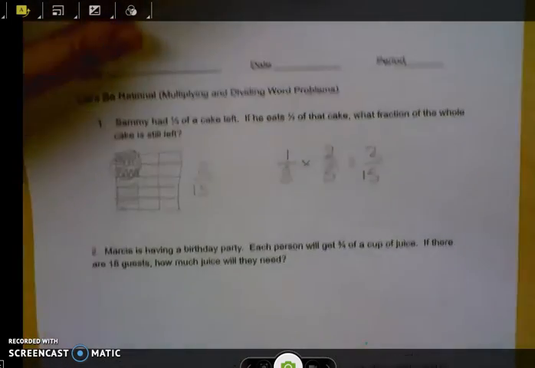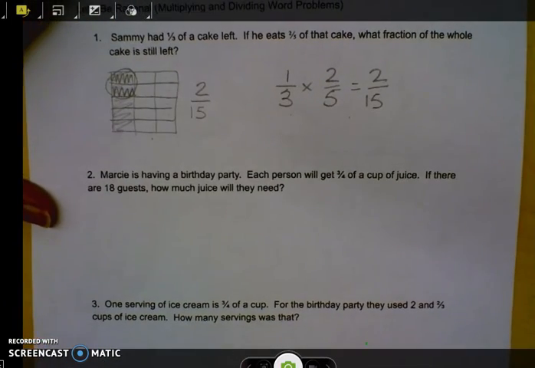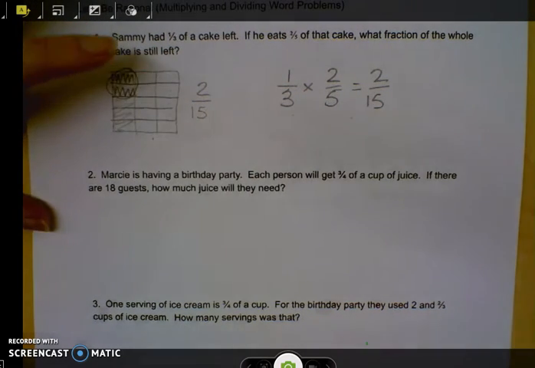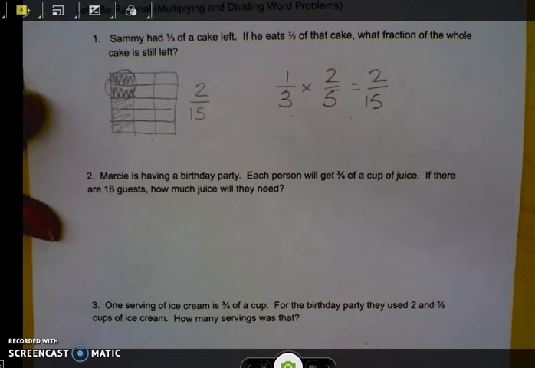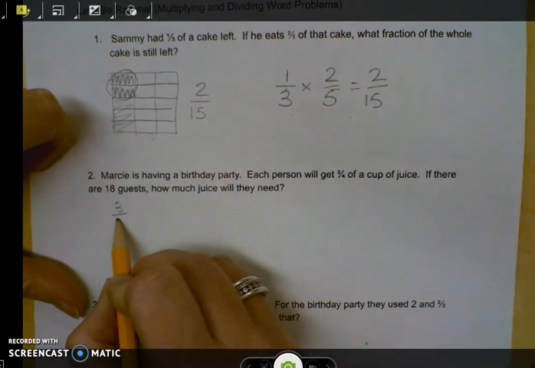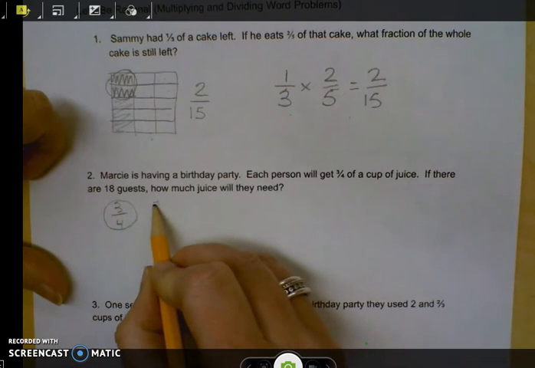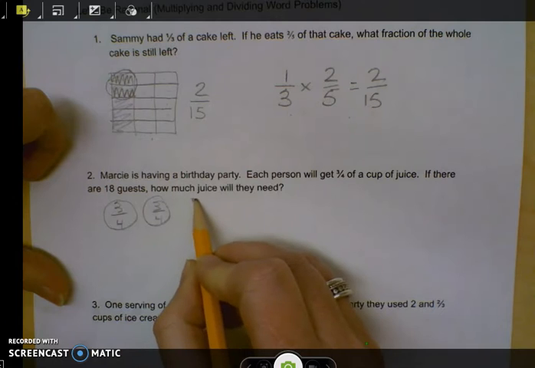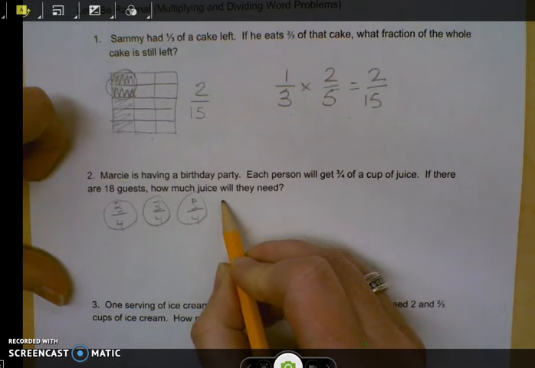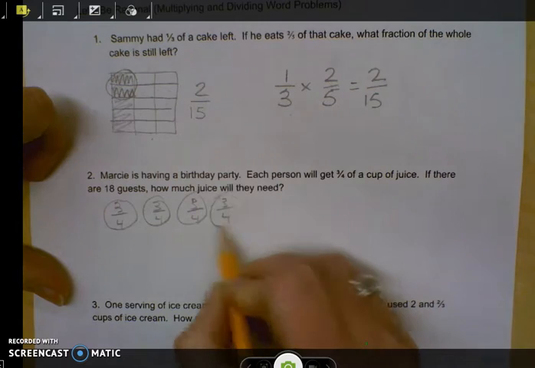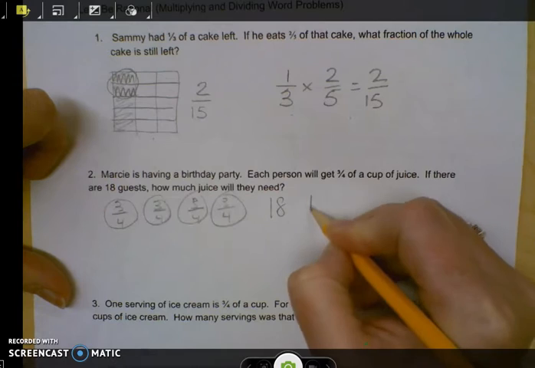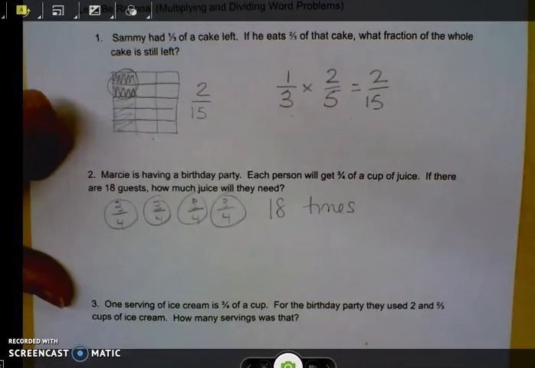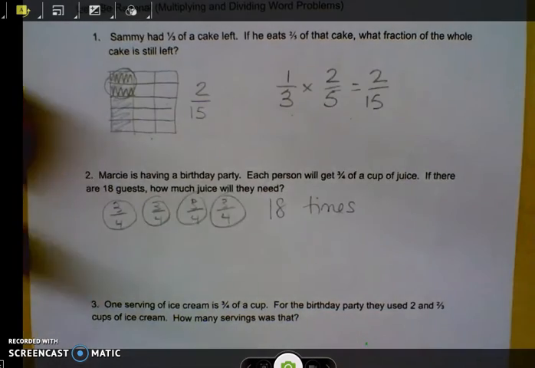In the second question, Marcy's having a birthday party. Each person will get 3/4 of a cup of juice, and if there are 18 guests, how much juice will they need? All right, so I know that I have 3/4 for each person. So 3/4 and another 3/4 and another 3/4 and another 3/4. I'm going to have to do that 18 times, because each person is going to get 3/4 of a cup.